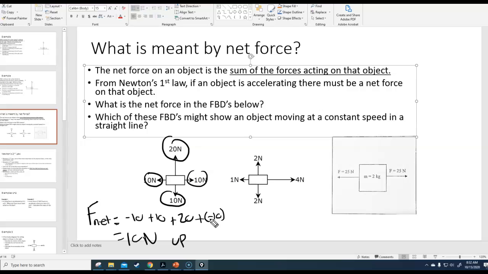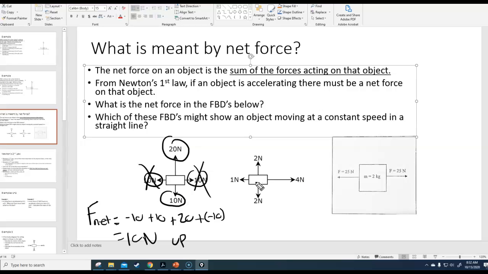Now why did I make this a negative? Because this one is going down. Why did I make this 10 a negative? Because it's going to the left in the negative direction. Why did I say the net force is 10 newtons up? Well, because the ones to the left and to the right cancel out. I have 20 newtons up plus negative 10 newtons down. That leaves me with a positive 10 newtons, and it's positive because it's up.